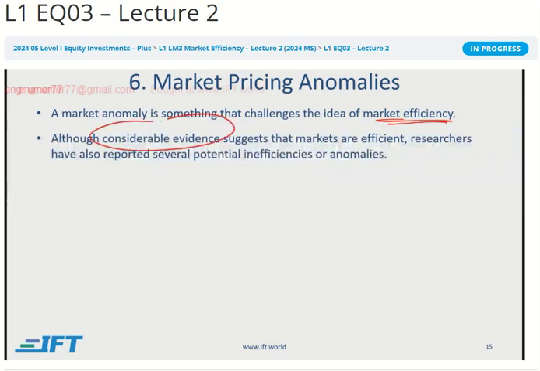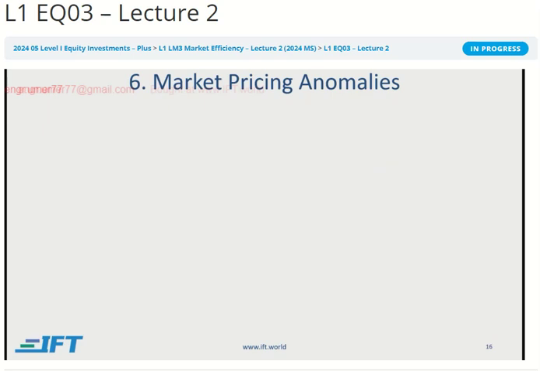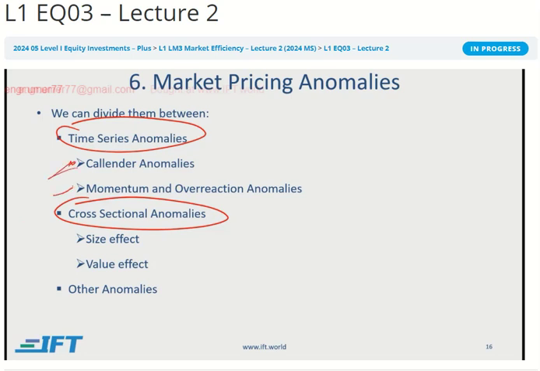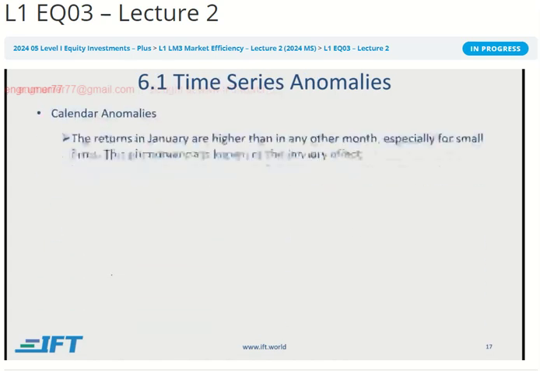There is considerable evidence that suggests that even though for the most part markets are efficient, there are many situations in which there are inefficiencies which we call anomalies. Now, what are those anomalies? We'll divide them across two major classes, which is time series and cross-sectional, and then within those we'll look at calendar, momentum, size and value, and then we'll have a look at some other ones as well. So let's get started with calendar.